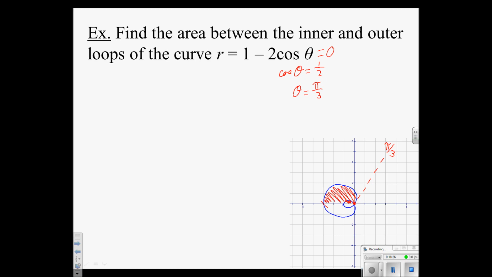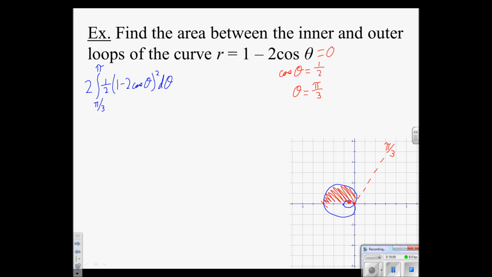So to do that, it's going to be the integral from pi over 3 to pi, 1/2 of the function squared. Of course, this only gives me the top half. I want the whole thing, top and bottom, so I am going to double that. That gives me everything that's inside of the big loop.